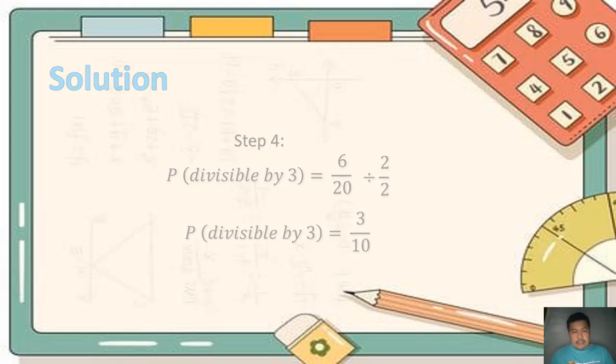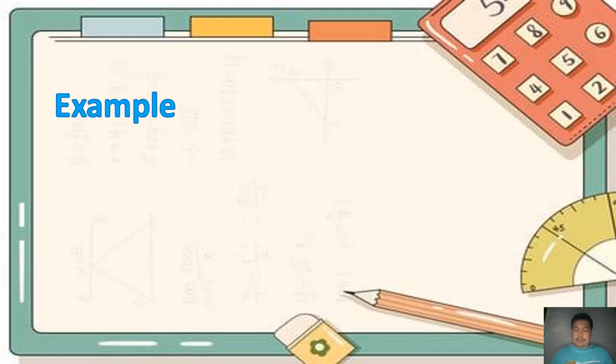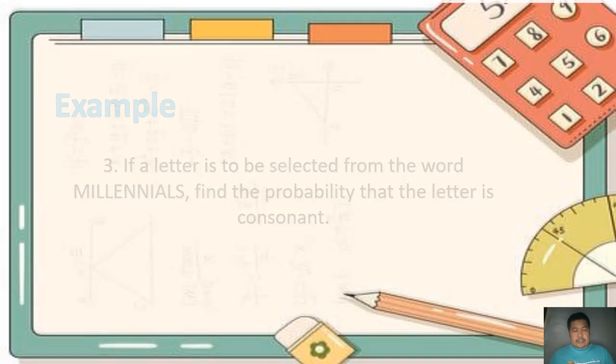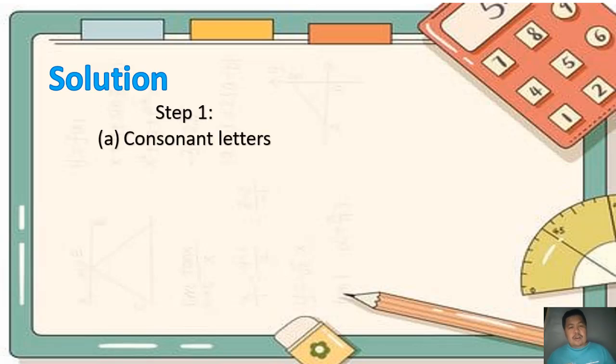Okay? Now, let's try our last example. Our last example is: if a letter is to be selected from the word millennials, find the probability that the letter is a consonant. So, how many consonants are there in the word millennials? First thing, consonant letter. Let's find what is being asked. Second thing, 11. Sir, where did 11 come from? Count the letters in the word millennials. There are 11 in all.